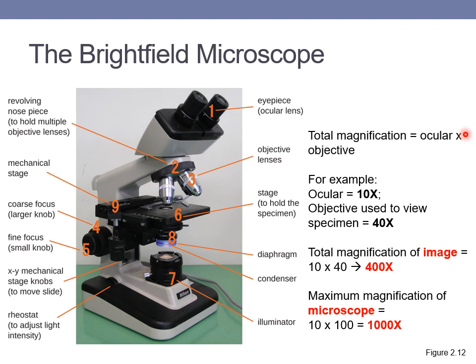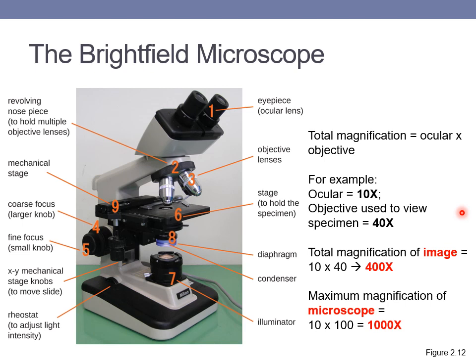Eyepieces have an ocular lens that magnifies the image on the slide by 10 times. At the end of the revolving nose piece are objective lenses that further magnify the specimen image. The objective lenses vary by their magnification power. Common objectives found on a bright field microscope are 4x, 10x, 40x, and 100x.